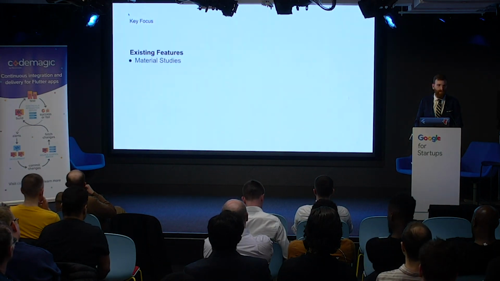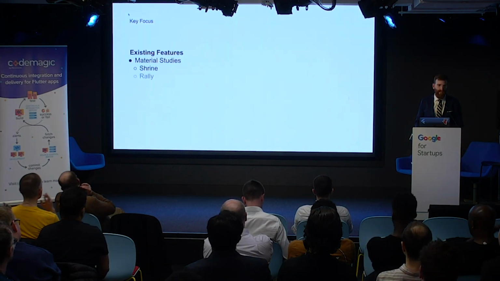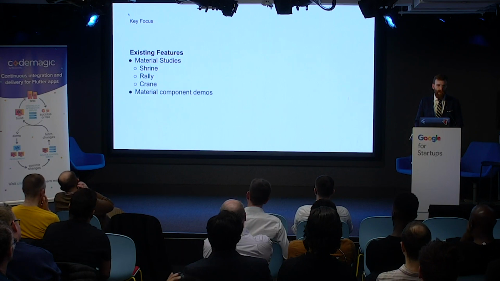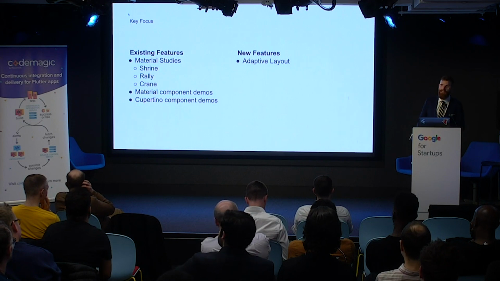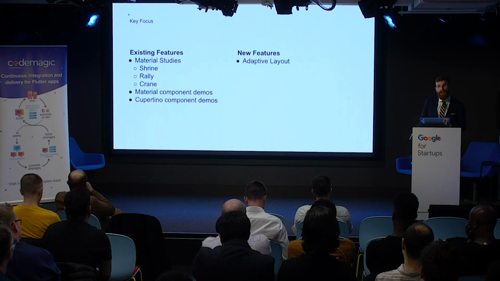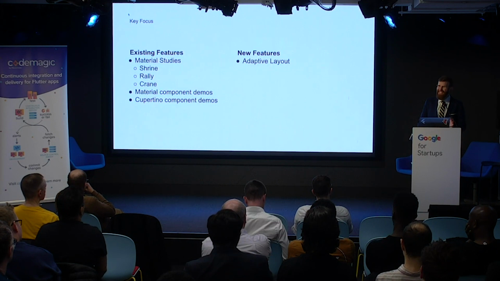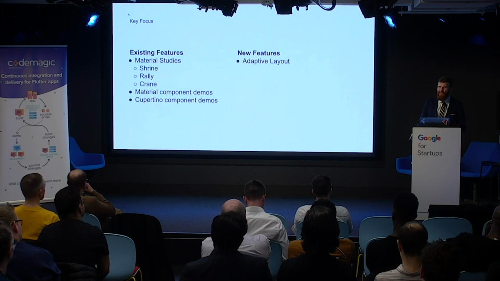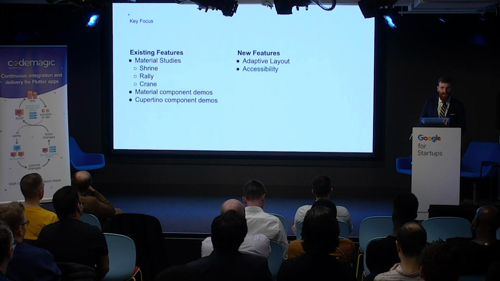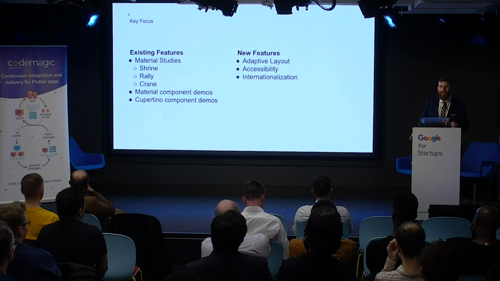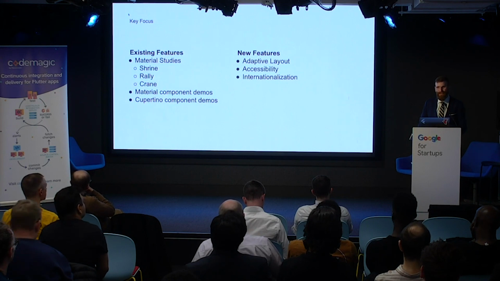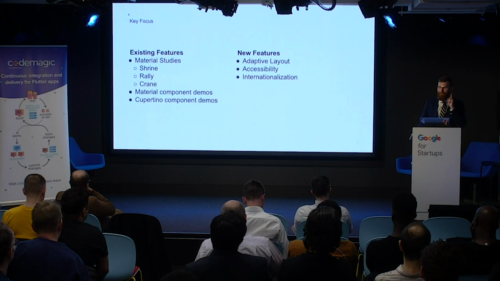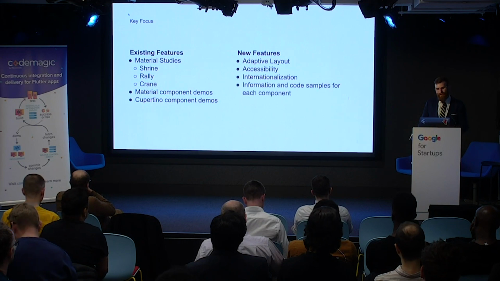So our key focus was the existing features we had, like Shrine, Rally, Crane, the material component demos, the Cupertino demos, and then adding in new stuff, which is discovering and using our best practices for adaptive layout. They didn't exist yet. People would ask me about it all the time last year, and I'd say, we don't know. Support for accessibility and internationalization, and internationalized accessibility. We threw that in there too. So if you're using the screen reader experience and you speak another language, it'll read it back to you in the correct language. I like that.